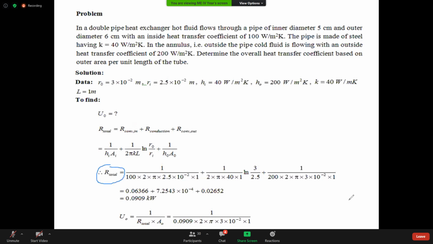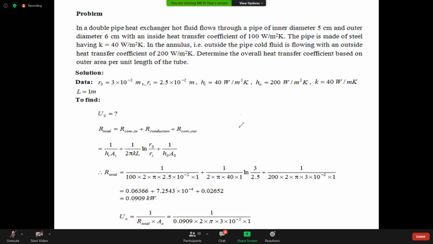We know the formula. After R total comes, R total is equal to 1/(U0 A). Taking U0, it is 1/(R total into area). That is the way you have to calculate the heat transfer coefficient. In many problems he won't give these. If some are not given, leave them. If these two are given the same, we can do it. That doesn't matter.